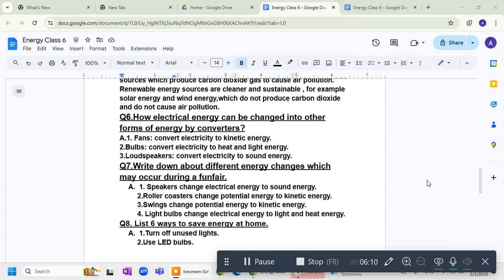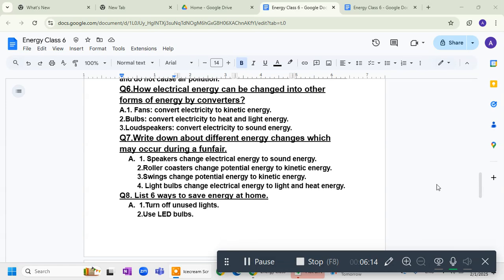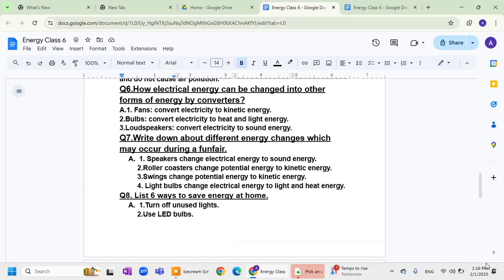Question number 7. Write down about different energy changes which may occur during a fun fair. Answer: number 1, speakers change electrical energy to sound energy. Second, roller coasters change potential energy to kinetic energy. Number 3, swings change potential energy to kinetic energy. Number 4, light bulbs change electrical energy to light and heat energy.